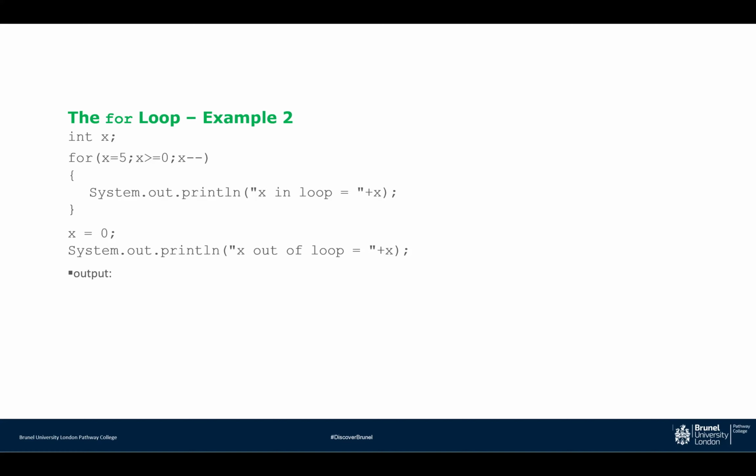3, 2, 1, and 0. Yes, it equals 0 also, because we have the equal sign. So it's x in loop equals 5, x in loop equals 4, x in loop equals 3, x in loop equals 2, x in loop equals 1, x in loop equals 0. After that, it will print x out of loop because we continue running the code here.